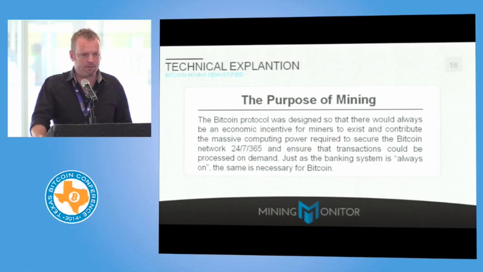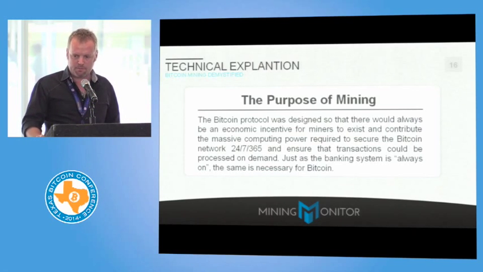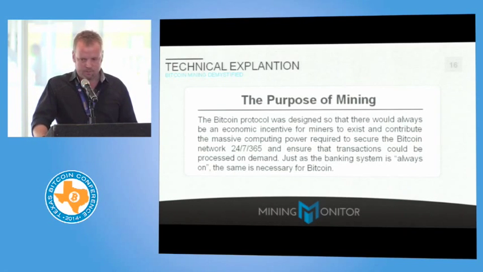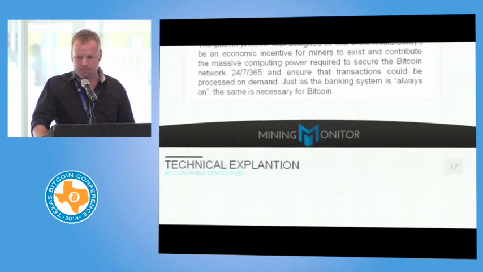So if you think of the banking system, we've got computers all over the world connected and able to facilitate any function that needs to happen to support the banking system. If you're going to have a currency, you've got to have the same type of infrastructure that's always on demand. And so by creating an incentive-based protocol, that's how the problem of making sure that there's enough computing power there to allow the Bitcoin network to function.